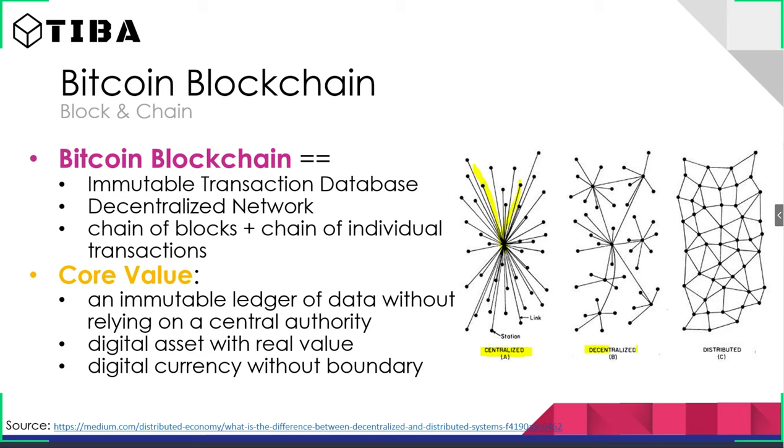But what blockchain brings to the table, and what Bitcoin does, is decentralize the power. So now you have more people who are able to contribute to the database, and have more distributed power. And then the ideal way is to go to a distributed system, which is hard, but that's the ideal way, in theory, for Bitcoin. So the core value of Bitcoin for me is that it is an immutable ledger of data without relying on a central authority. And then it's a digital asset with real value. And then it's a digital currency without boundary.